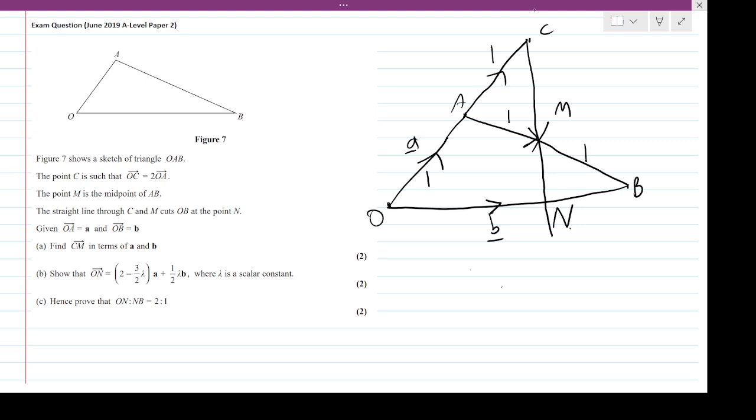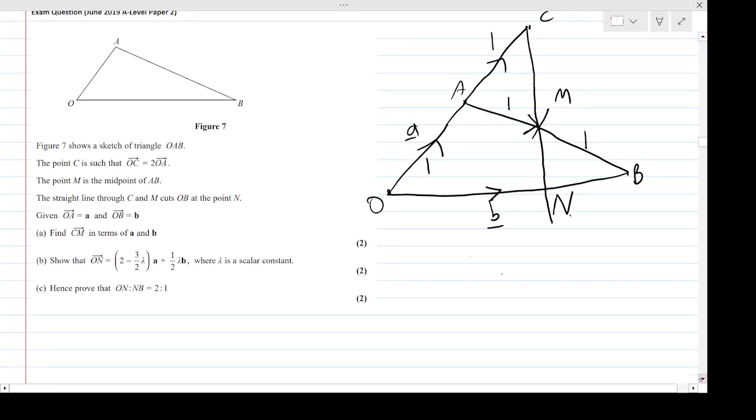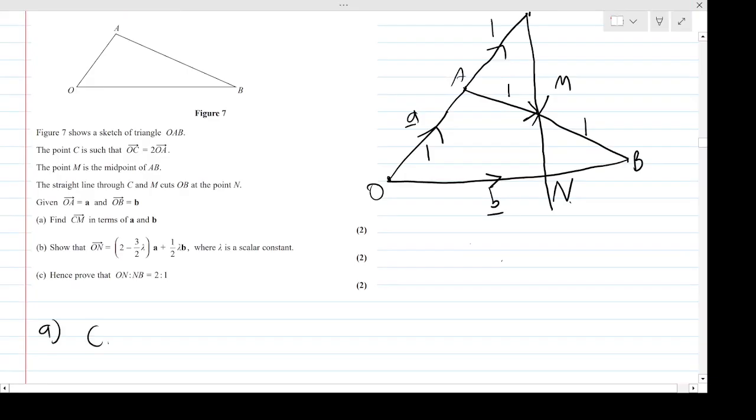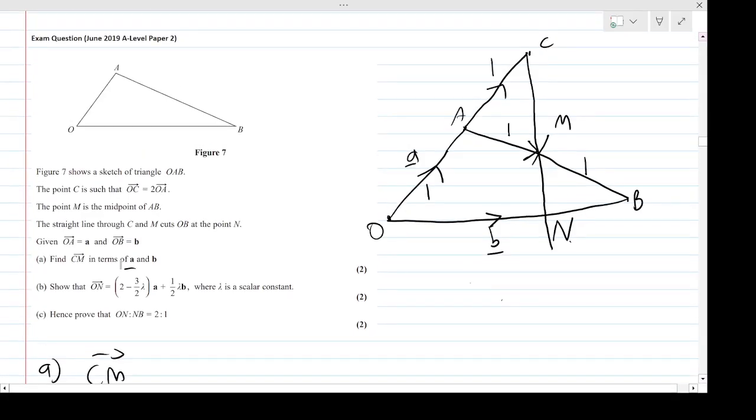given. We first need to find CM, the vector CM, in terms of vectors A and B. So we need to find an expression from C to M. Obviously I don't know that directly, so I'll need to find another way. I know that C to M, I can go from C to A, then A to M.